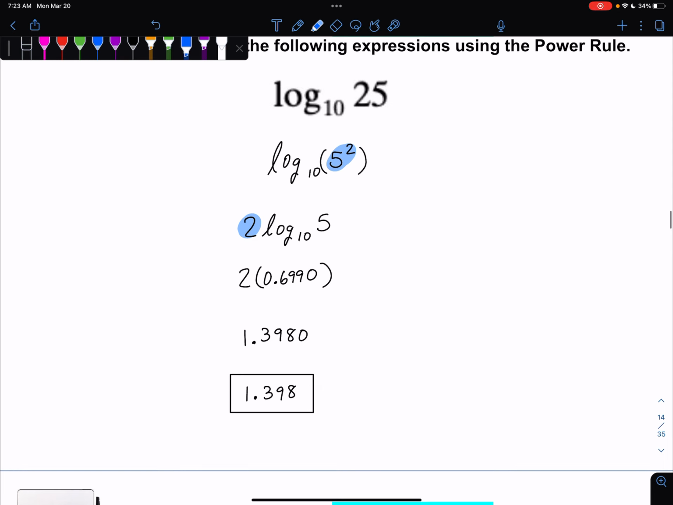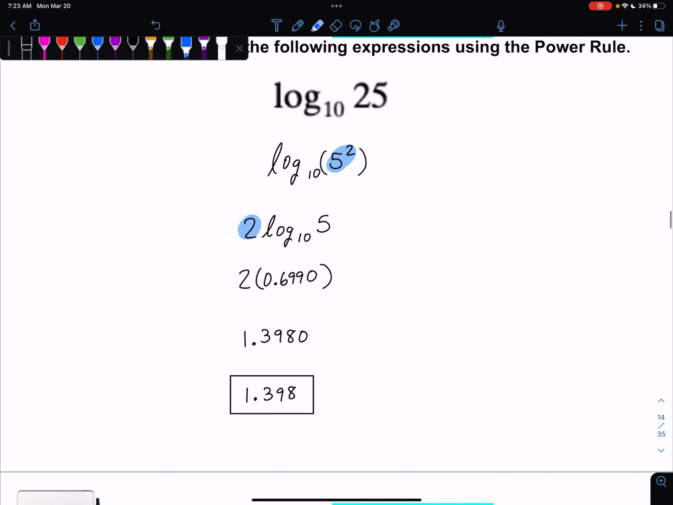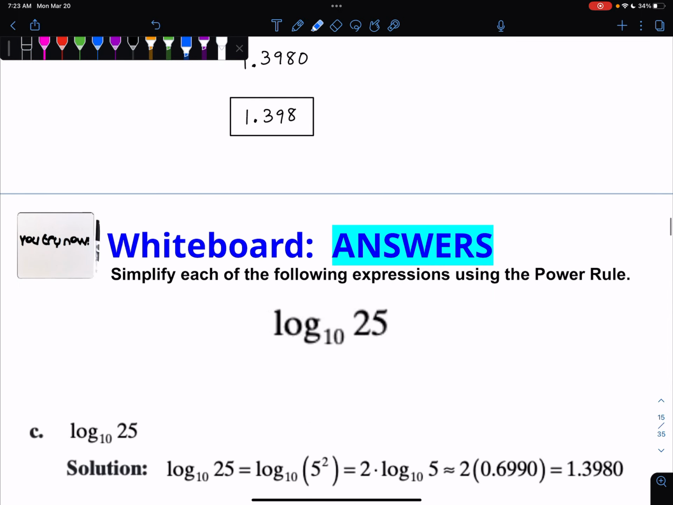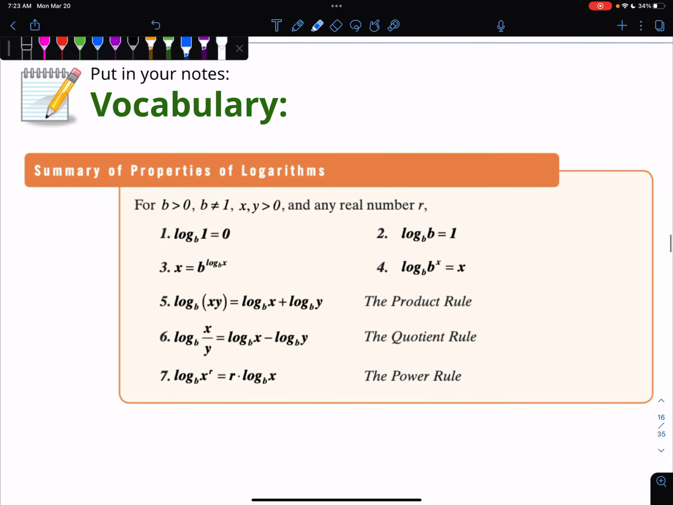Okay, believe it or not, we're mostly through. We have another example, a couple more whiteboards, and then some practice problems with your partner that you can work together and speak and collaborate.